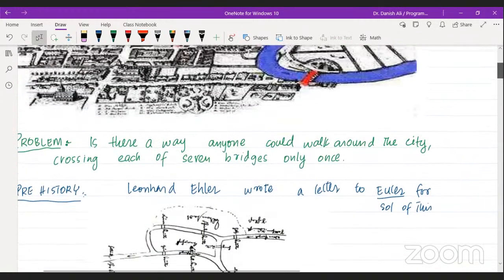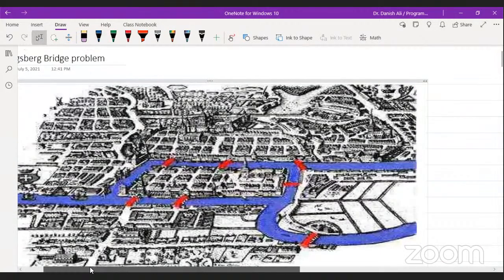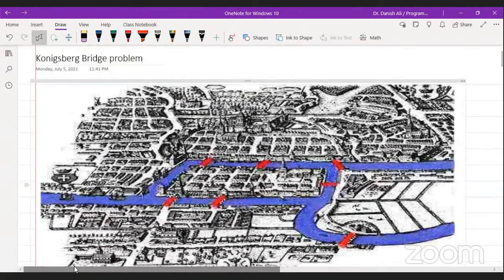Do you people know any other thing related to Euler? Like e to the i pi plus 1 equals 0. Yeah, this identity is proposed by Euler. And people say this is the most beautiful identity in mathematics.